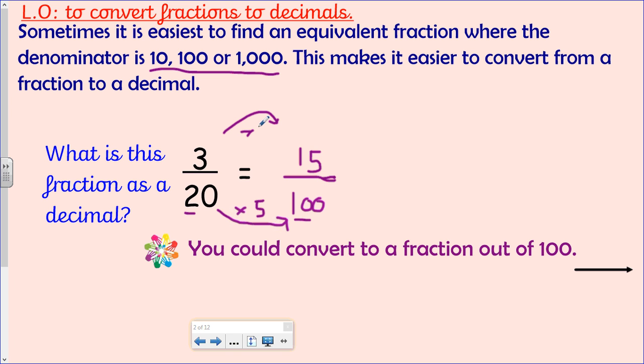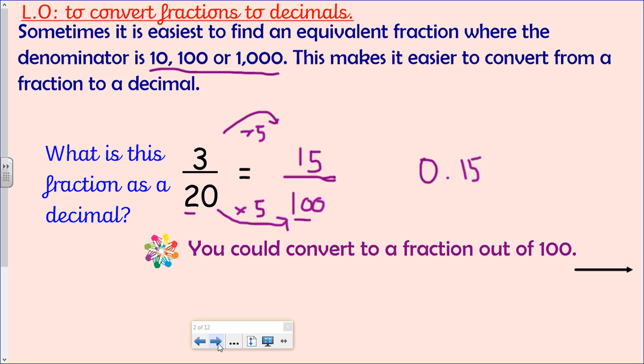Sorry, I should have written that there. Apologies. 3 times 5 is 15. That gives me 15 hundredths. Now, it's going to be all right to write that out. 15 hundredths. So I've got 0.15. That is 15 hundredths, okay? 15 hundredths, 0.15. So 3/20 as a decimal is 0.15.